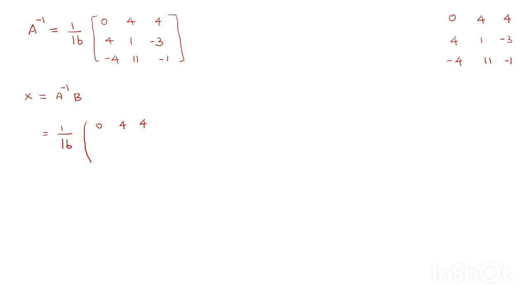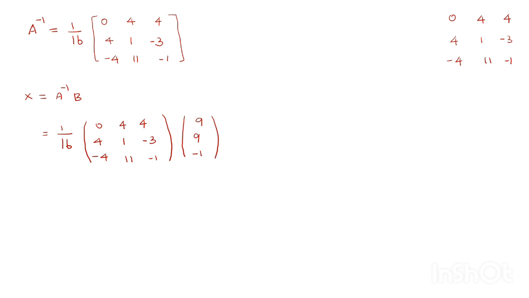Therefore, A inverse equal to 1 by the determinant of A. The determinant of A is 16, so 1 by 16 into the adjoint of A. The adjoint of A is 0, 4, 4, 4, 1, negative 3, negative 4, 11, negative 1. So this is A inverse, but we need the X value, that is X equal to the inverse of A into B. So the inverse of A is 1 by 16 times 0, 4, 4, 4, 1, negative 3, negative 4, 11, negative 1, times we multiply with the B matrix. The B matrix values are taken from the given question: 9, 9 and negative 1.